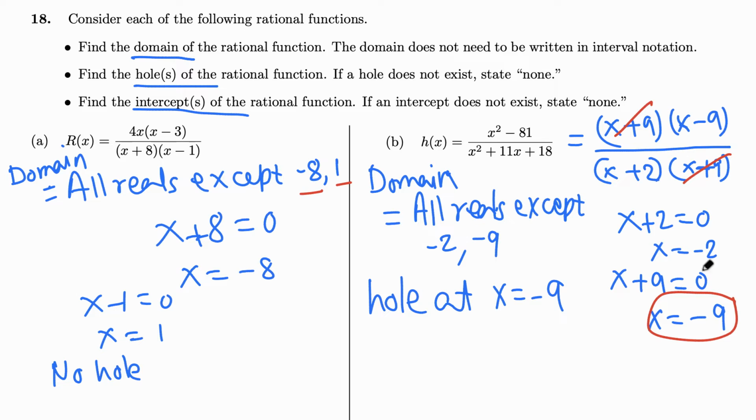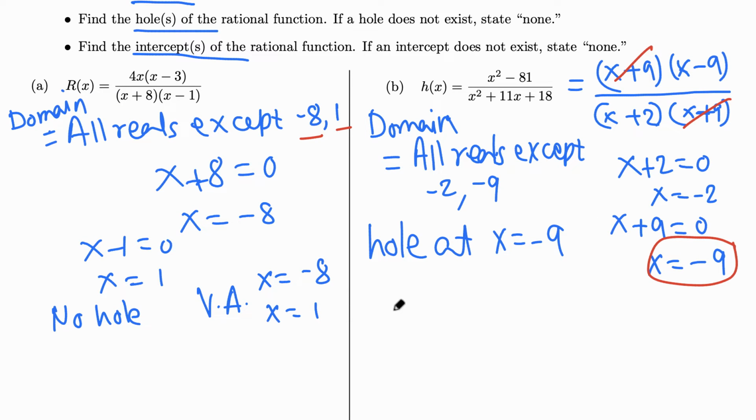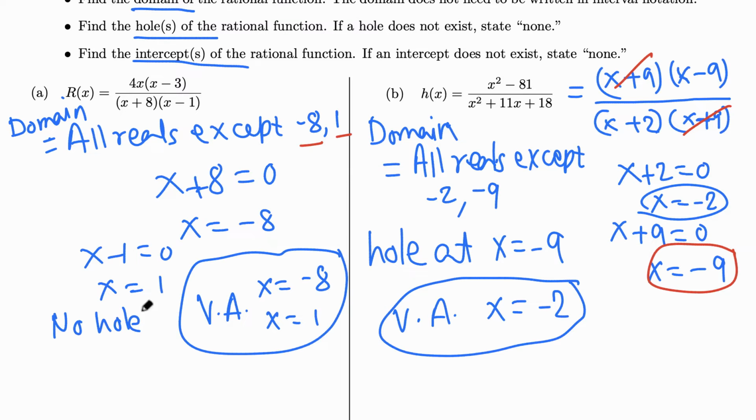And they have not asked, but when we have these two exclusions from the domain and they are not holes, that means they are vertical asymptotes. So VA, vertical asymptotes, x equals negative 8 and x equals 1. In this case, vertical asymptote at x equals negative 2, because this did not cancel. Okay, that was not asked, but I'm just giving you this extra information about vertical asymptotes. No holes on the graph.